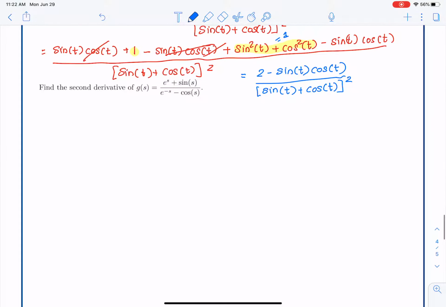Here we have a problem where we have to find the second derivative of g of s. The dependent variable is g. The independent variable is s. And naturally we have to use the quotient rule. So let's start with the first derivative.